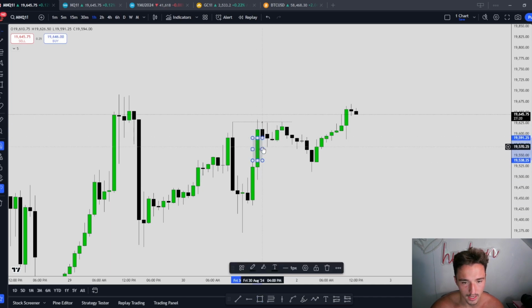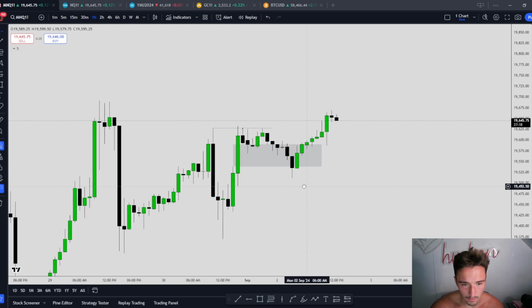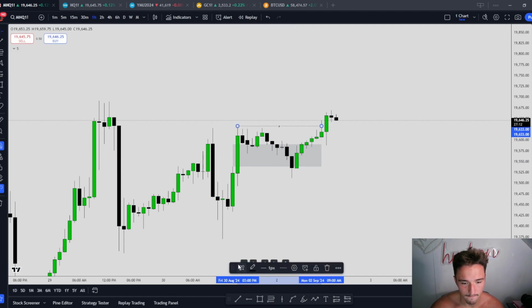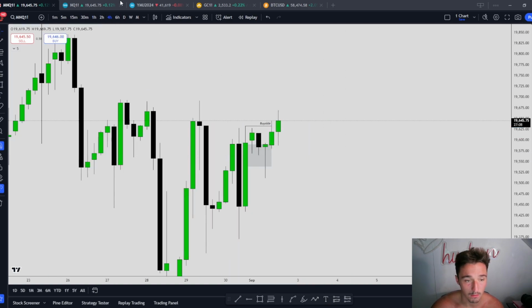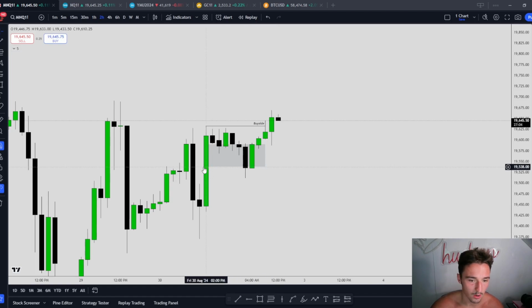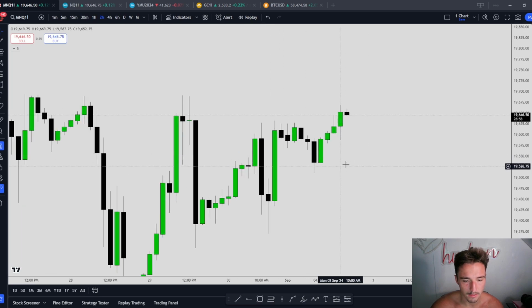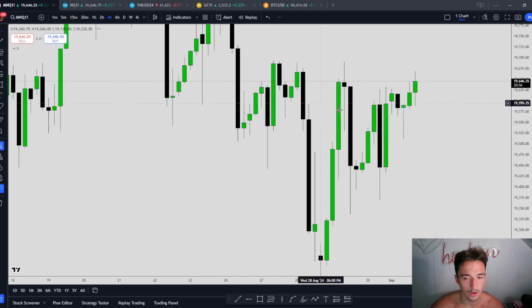Internal range liquidity, right? So we're holding internal. Where do we go after here? External. And it probably looks more clear on the 4 hour. Oh no, there actually isn't any fair value gap. 2 hour right here, internal to external, right? So let's go to the 4 hour actually.